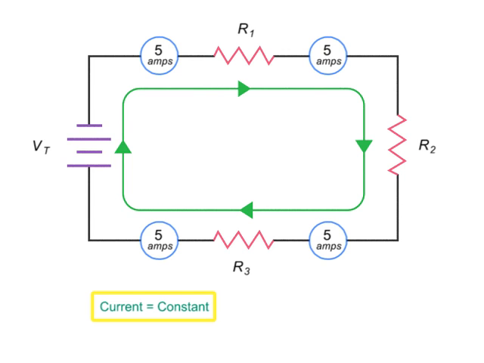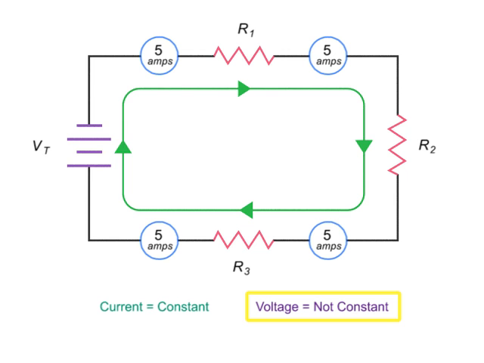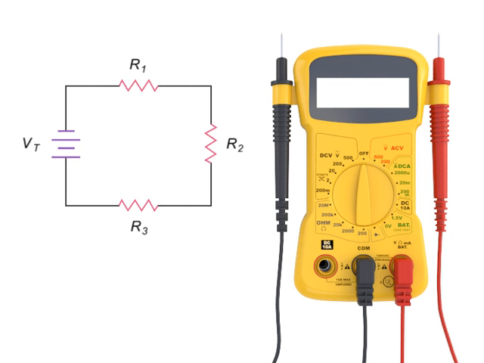Although current is constant throughout a series circuit, voltage is not. Voltage in a series circuit is divided across the load resistors so that the sum of the individual voltages equals the total voltage applied. This relationship is known as Kirchhoff's law.